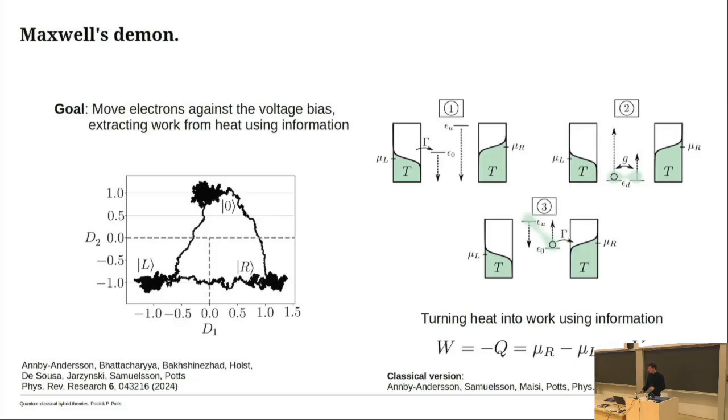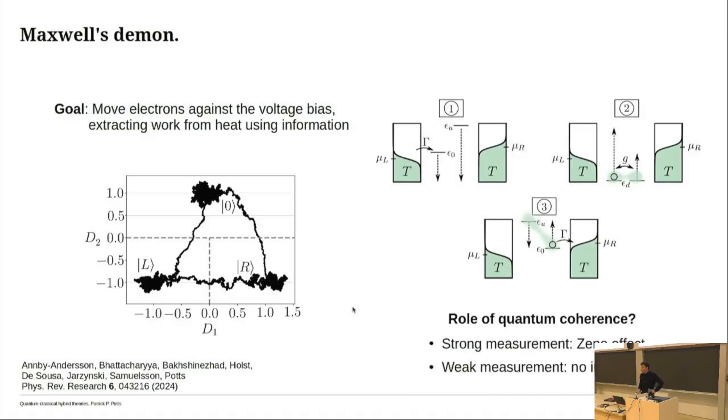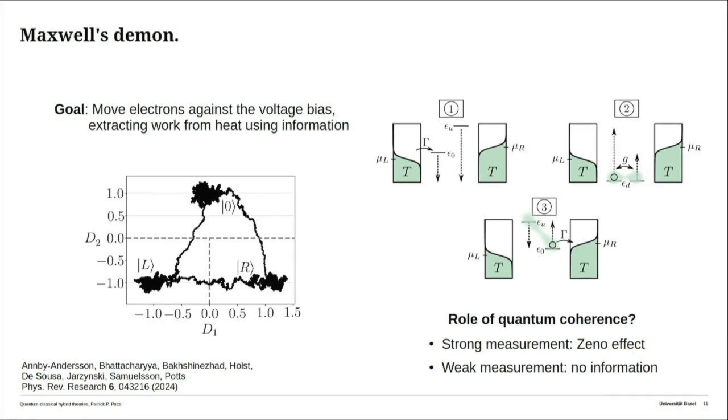And now a few years back we looked at the classical version of this device, and now with the quantum Fokker-Planck master equation at hand, we can actually look into the quantum mechanical version, and we can ask, what is the role of quantum coherence in this system? Quantum coherence here means that the electron can be in a superposition of being on the left dot and on the right dot, which is illustrated by these green clouds in configurations 2 and 3.